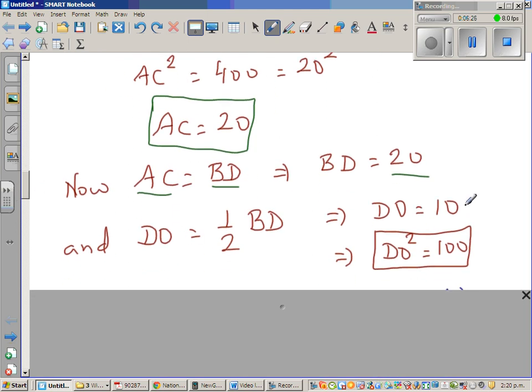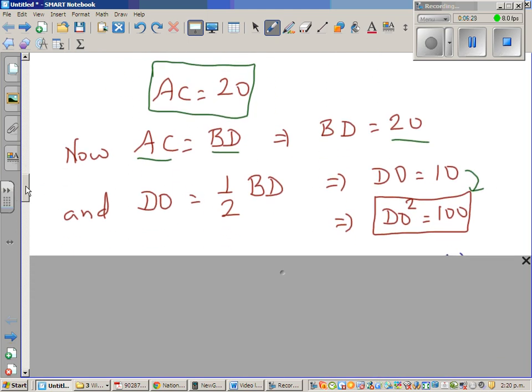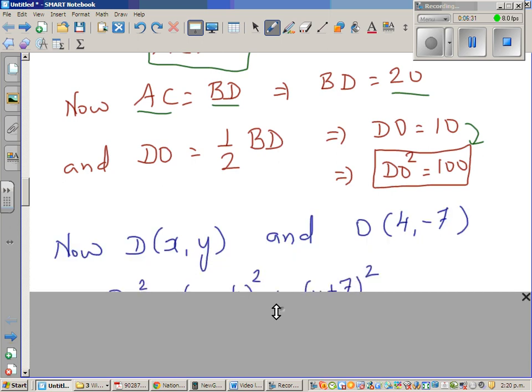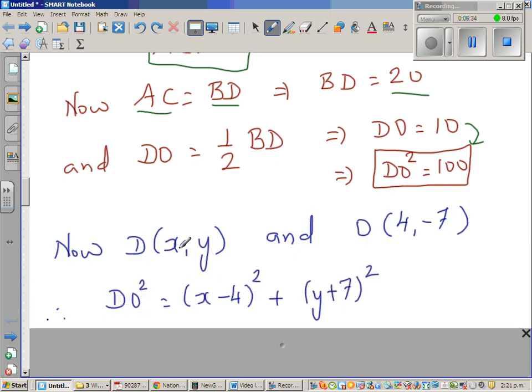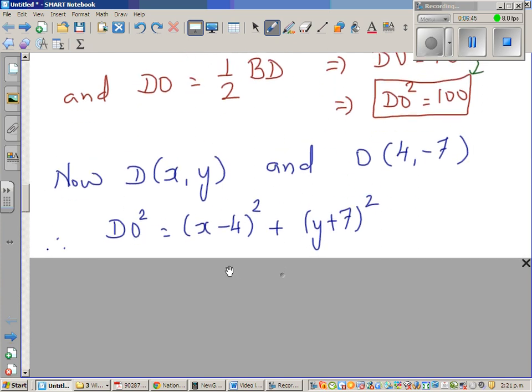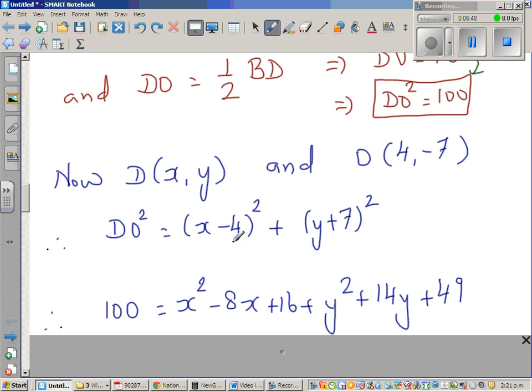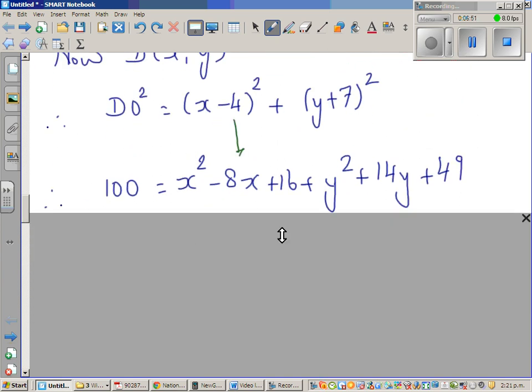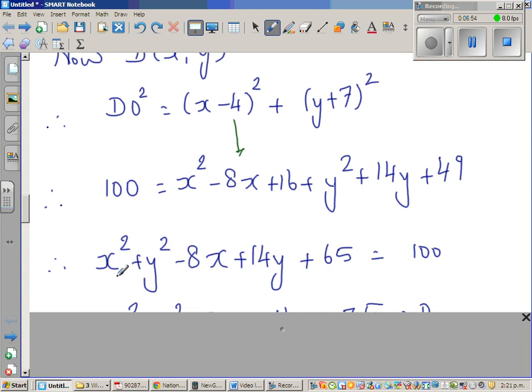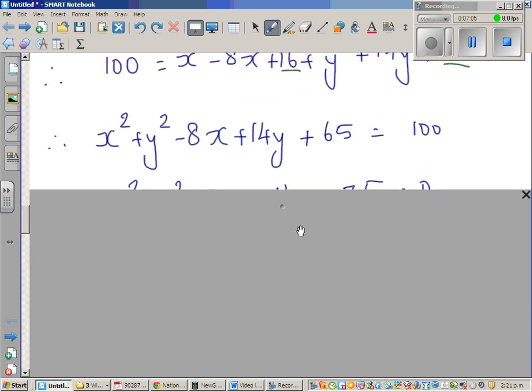So DO is 10, which implies DO squared is 100. Now D is (x, y), and O is the midpoint of the diagonals, (4, -7). So DO squared can be written like this, and DO squared is nothing but 100. This is a simple expansion, and when you simplify it you get x squared plus y squared minus 8x plus 14y plus 65. 65 is 49 plus 16. And then this simplifies to this.